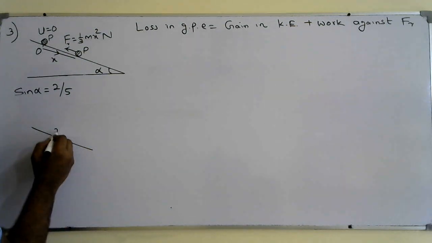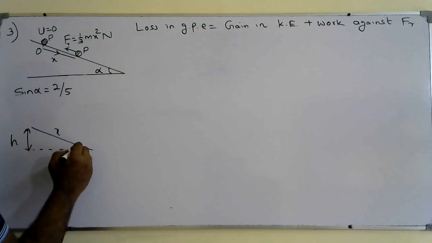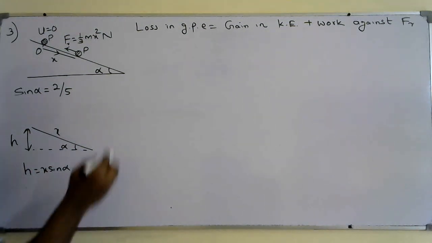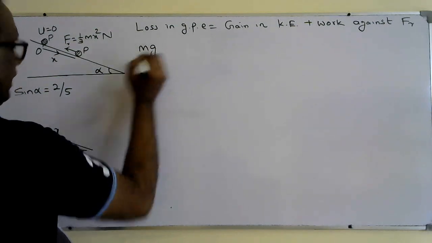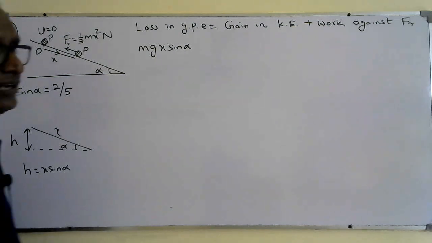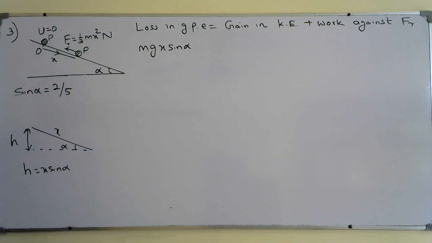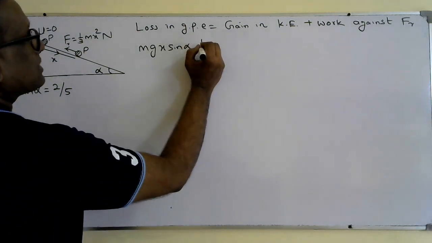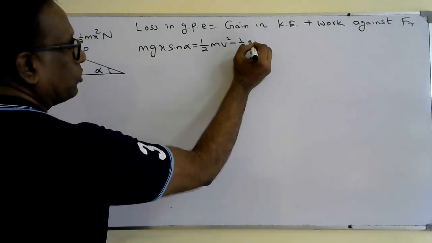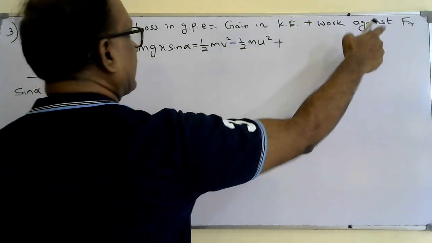If it has moved down along the slope by x, the height h, with this angle alpha, is x sine alpha. So the loss is mgh, where h is x sine alpha. We know x, it's going to be 2 meters, I'll substitute later. So mgx sine alpha. Gain in kinetic energy is half mv squared minus half mu squared. Anyway, u is 0.